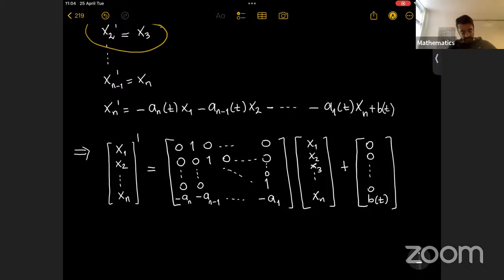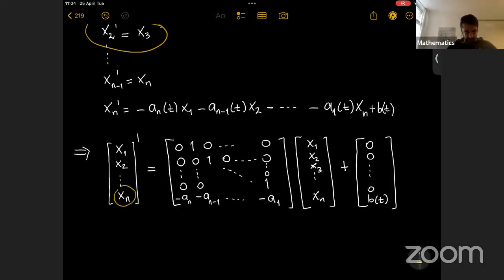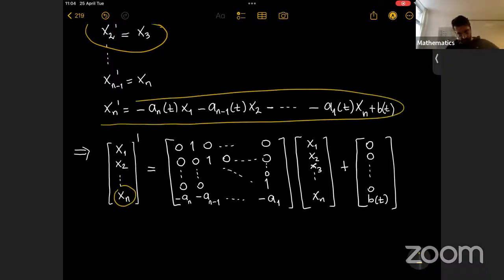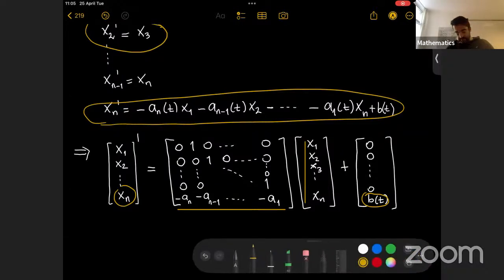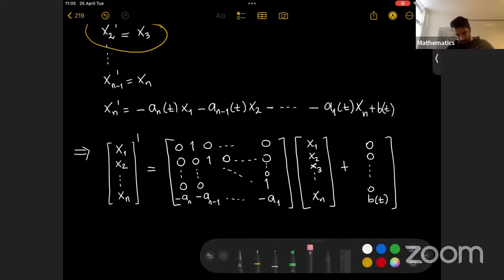All right. Well, look at the last one. Xn prime here. So we cover this line, Xn prime. So you take this row and this column, and this gives you an minus an x1 minus an minus 1 x2 and so on, plus b of t. Okay, so we get the system. So this representation is important. Is it clear now?